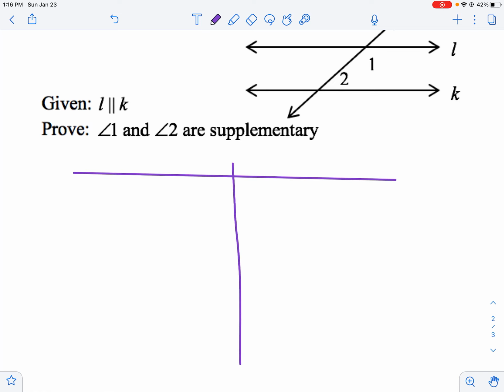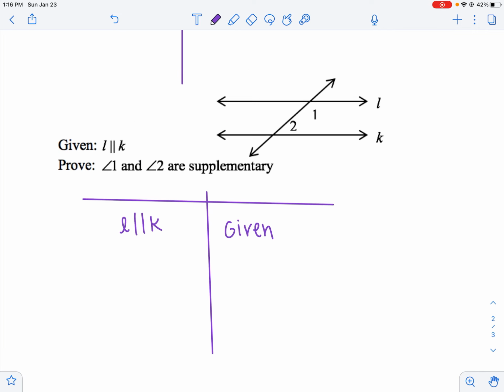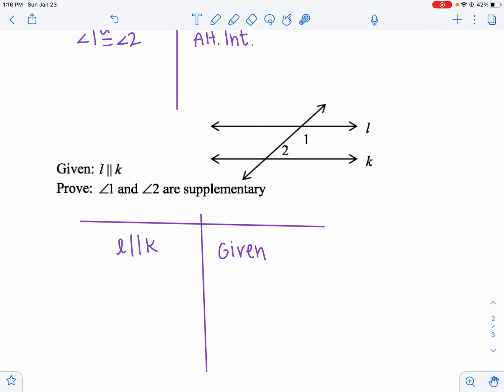That's my end goal. So I'm going to go ahead and set up my chart. I can just copy down that given. L is parallel to K because it's given to me. And now I'm going to look at my picture and think, is there anything I know about angle 1 and angle 2? Is there any special relationship? Is there anything special about angle 1 and angle 2? Were they one of those 5 from our chart? Are they corresponding? Alternate interior, alternate exterior, same side interior, same side exterior?